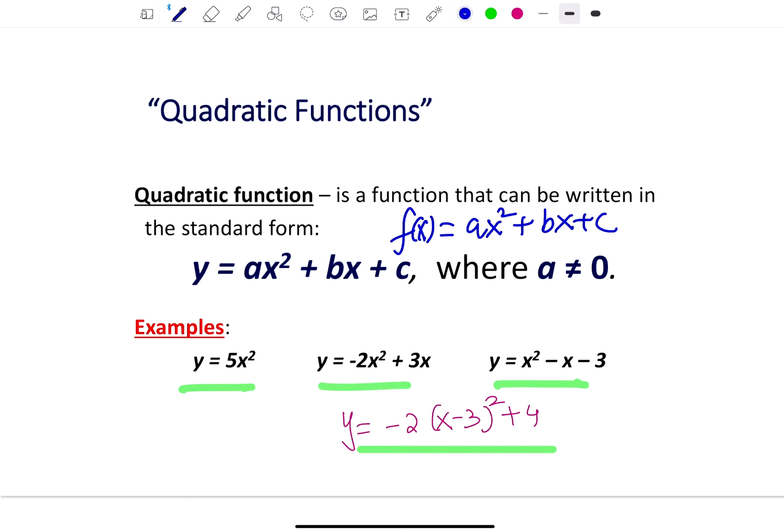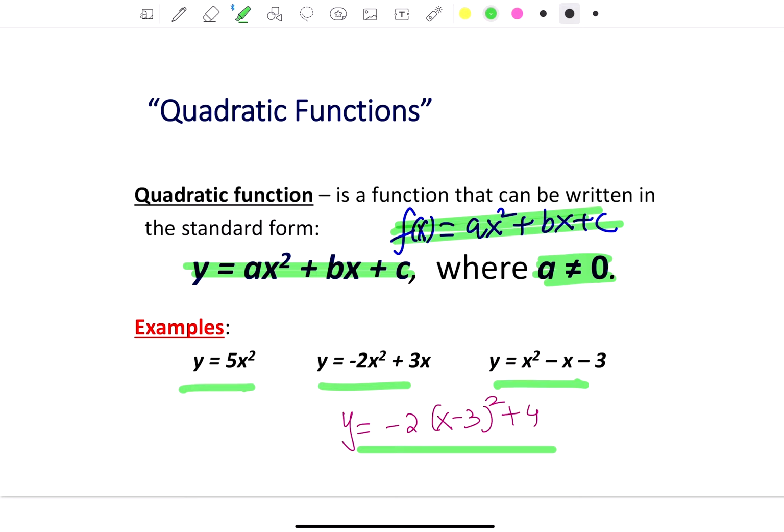A quadratic function in the standard form can be written as f of x equals ax squared plus bx plus c. In equation form, it can be written as y equals ax squared plus bx plus c. F of x and y is the same thing. It's simply saying y is a function of x, where a cannot equal 0. Because if a is 0, then this is not a quadratic function, a second degree function anymore.